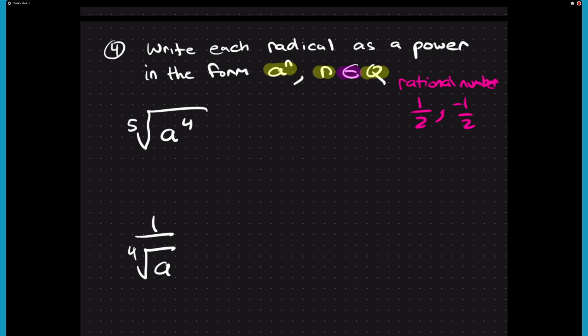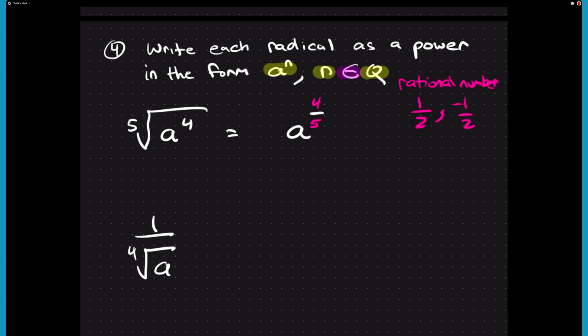Okay, so let's take a look at the first one. The 5th root of a to the 4. So we know that we've got a, and we're basically going to have this rational number up here, and we're just working in reverse from what we did before. So this 5, the 5th root, is going to go on the bottom, and the 4, the exponent on the inside applied to that base, is going to go up top. So the answer for that one is going to be a raised to the power of 4 over 5.